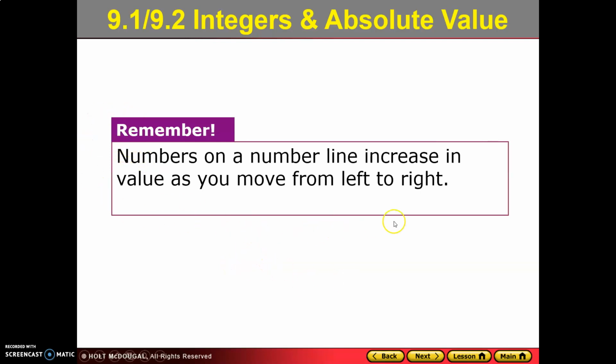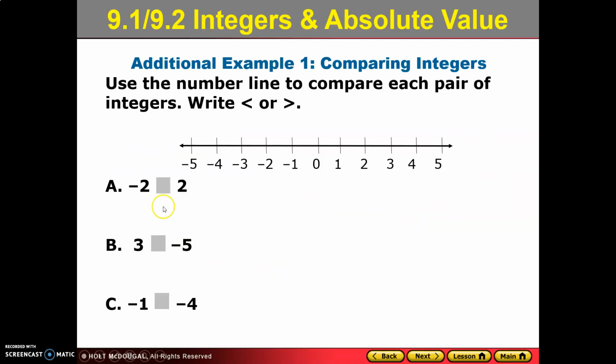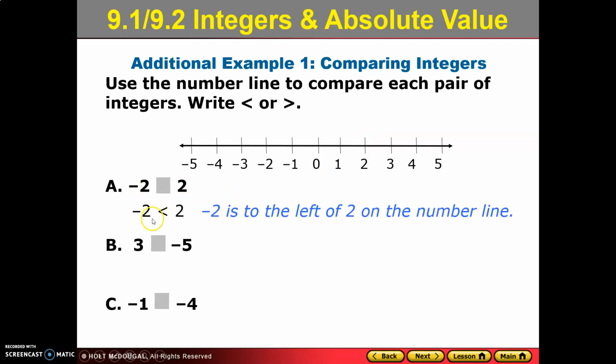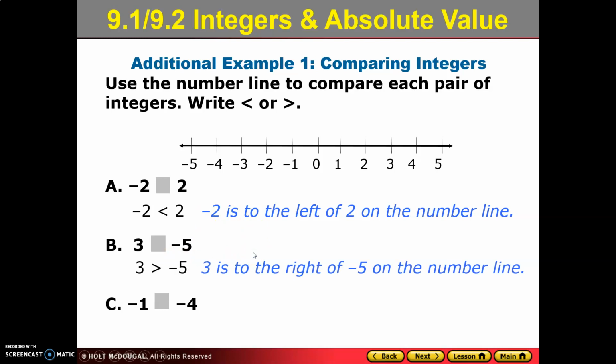As I mentioned before, numbers on a number line increase in value as you move from left to right. So if I have -2, here's -2 right here on the number line, and I have 2 over here. Which one is bigger? 2 is bigger. So we would say -2 is less than 2. And the reason we say that, -2 is to the left of 2 on the number line. How about 3 and -5? Well, 3 is to the right of -5 on the number line, so it means it's greater. So 3 is greater than -5.